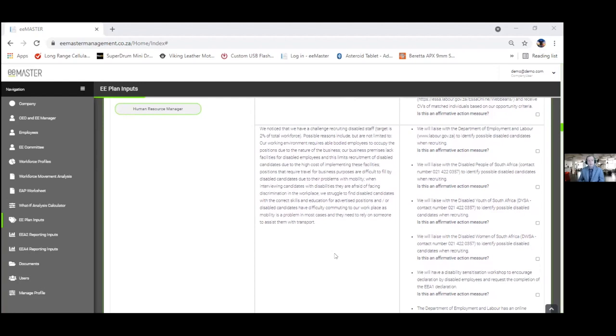Okay, so depending on your company scenario, if that is a barrier, and I just wanted to mention this as part of this session because we are explaining disability, then you say, okay, what is the affirmative action measure? And here are certain things that companies can do. We will liaise with the Department of Employment and Labour, and we provide the website address. We will liaise with the disabled people of South Africa. We will liaise with the disabled youth. We will liaise with the disabled women.